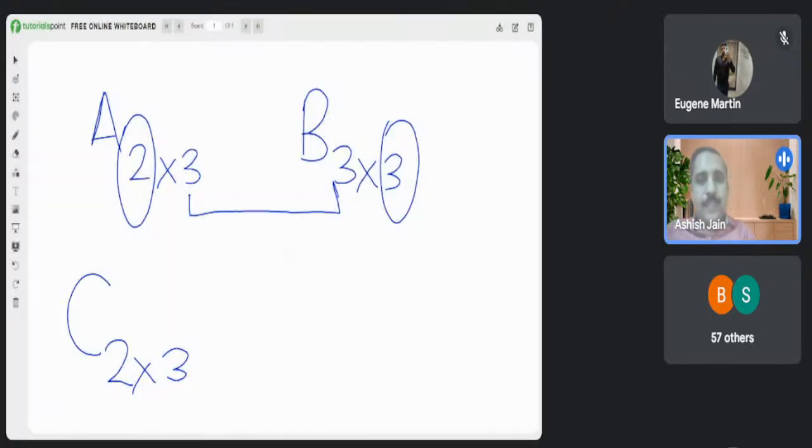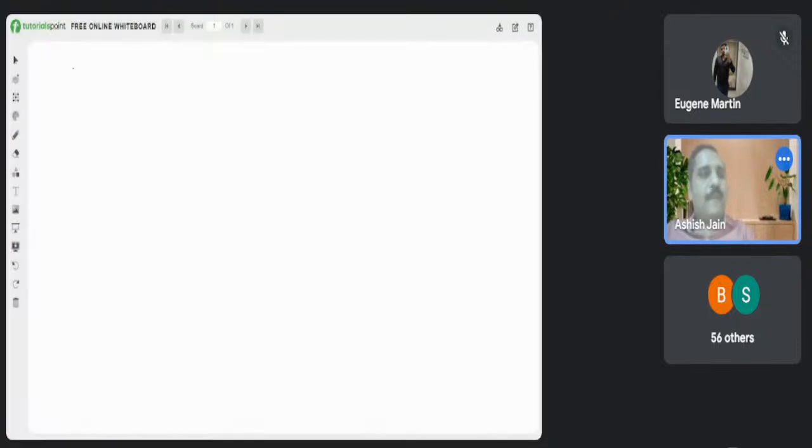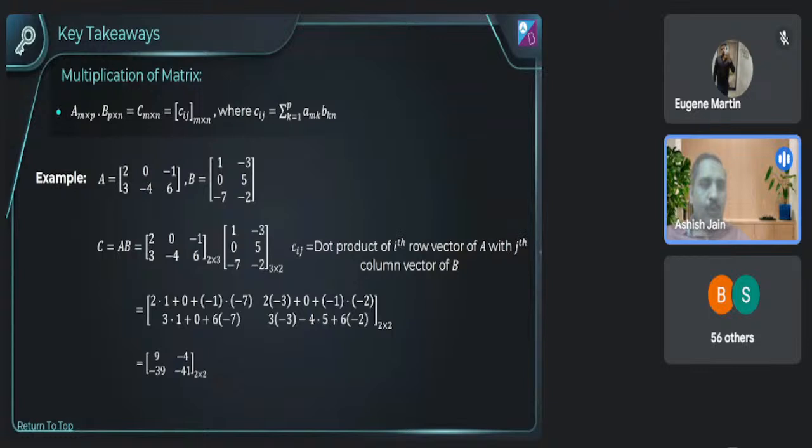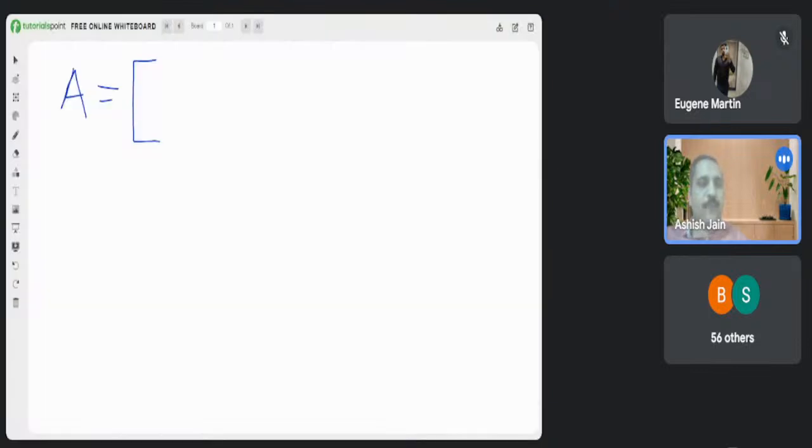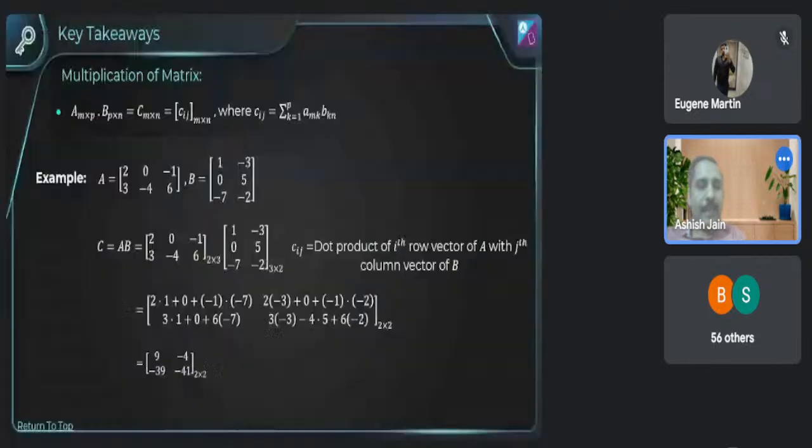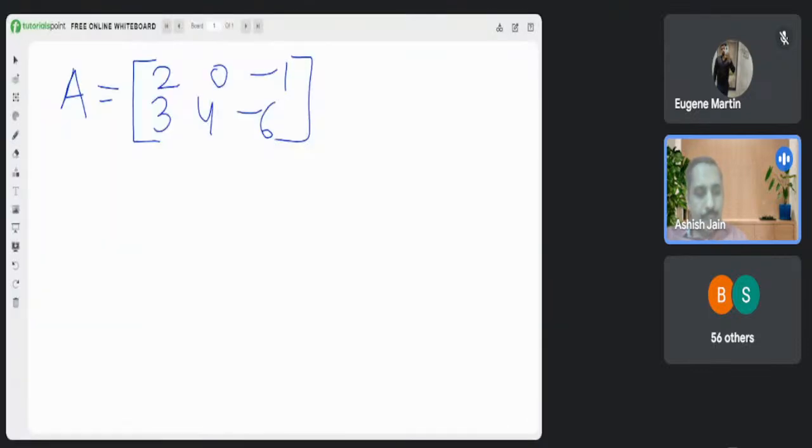I'll just write it down first. The value of matrix A. Can somebody tell me the value of matrix A? किसी ने नोट किया है? सबको मैं ही लिख लेता हूँ. 2 0 -1, 3 -4 6. This is matrix A.